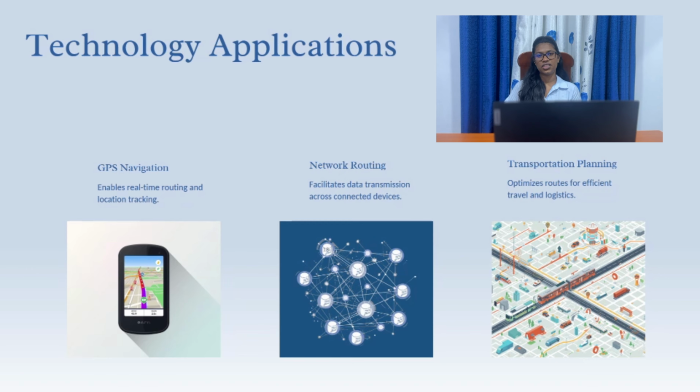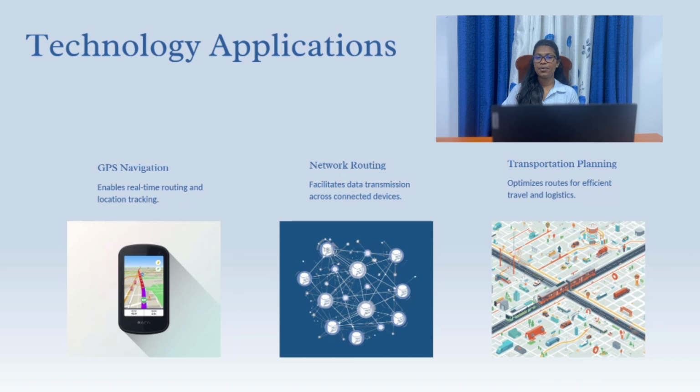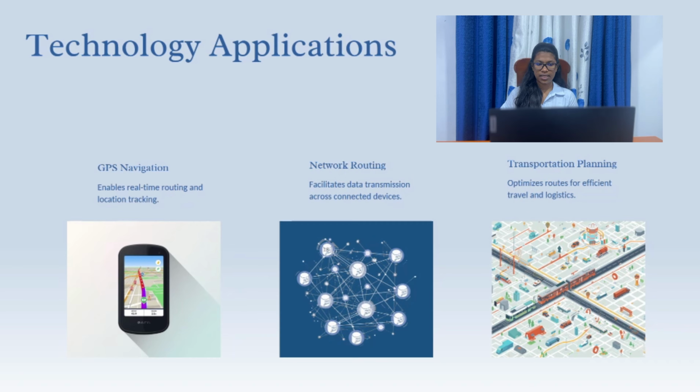Let's discuss the technology applications. The algorithm is used in navigation systems, computer networks, game development and AI path finding. So it is very important in technology. As we mentioned earlier, it is very useful in GPS navigation. That means it enables real-time routing and location tracking. Our next point is network routing. Facilitates data transmission across connected devices. Then the transportation planning. That means it optimizes routes for efficient travel and logistics.